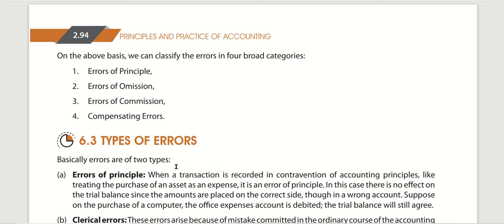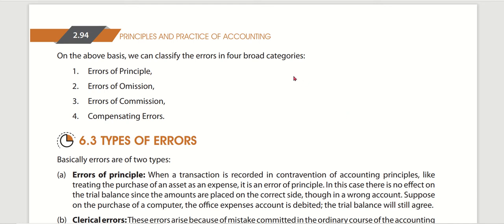if one were to read just the first sentence of errors of principle, it states that when a transaction is recorded in contravention of accounting principles, the key terminology that you should understand is accounting principles, meaning something that has been recorded in the books of accounts against accounting principles. Okay, and that is basically an error of principle.